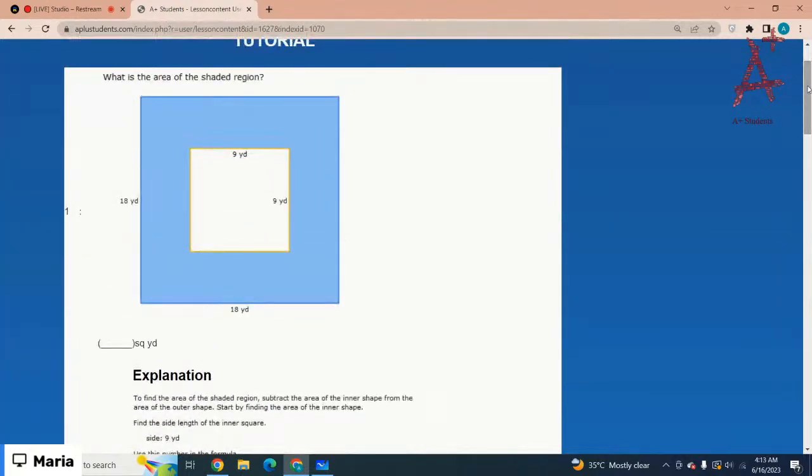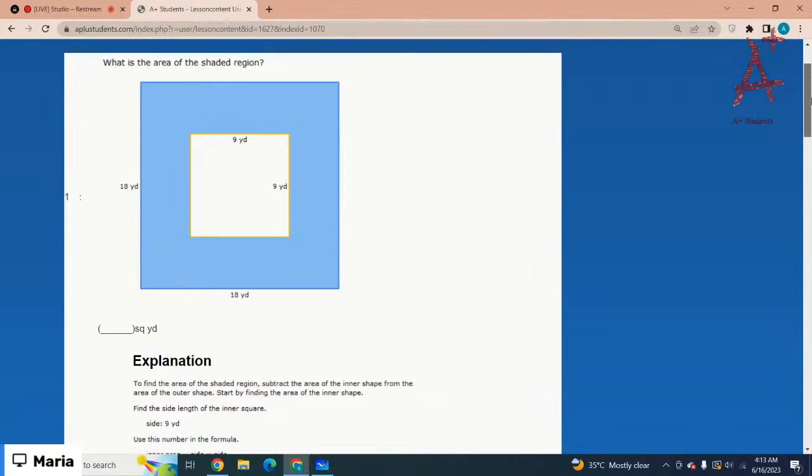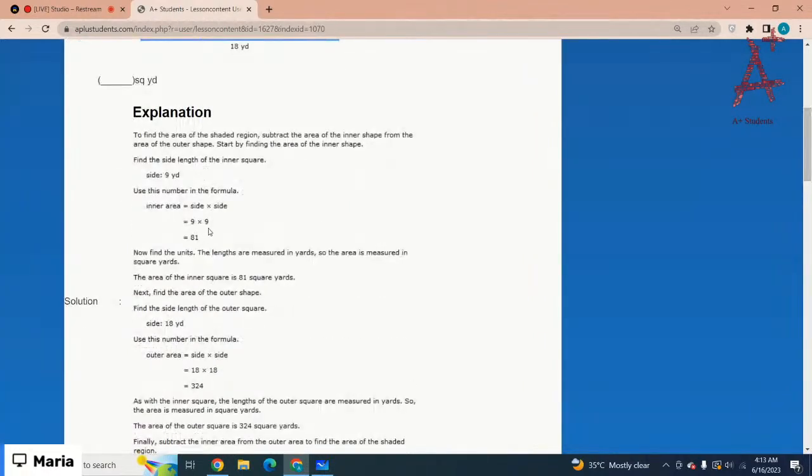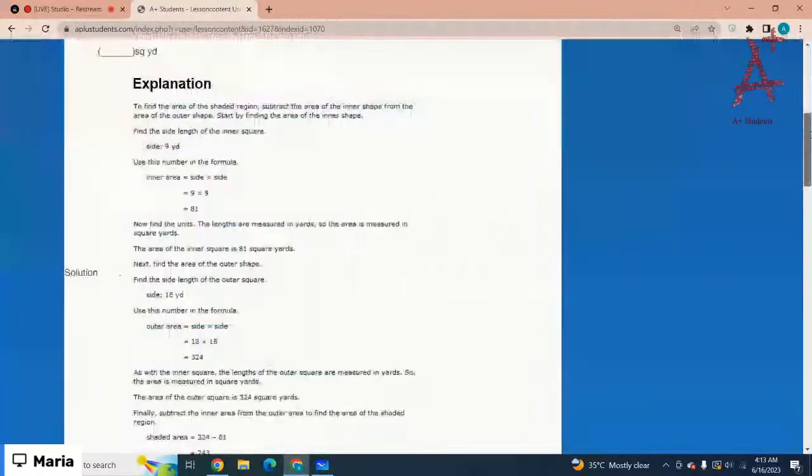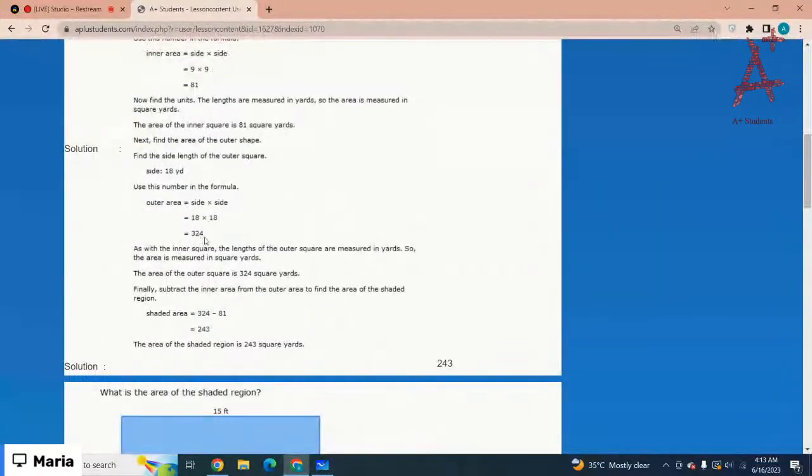How do you calculate the area of the shaded region? You have to subtract the area of the inner shape from the area of the outer one. So you just have to calculate the area of both shapes, the inner one and the outer one. The inner one has the measurement 9 yards, and that would be a square. So the area is side times side, 9 times 9, that would be 81. Got it? Now you have to calculate the area of the larger one, that is 18. So you have to do 18 times 18, that would be 324.